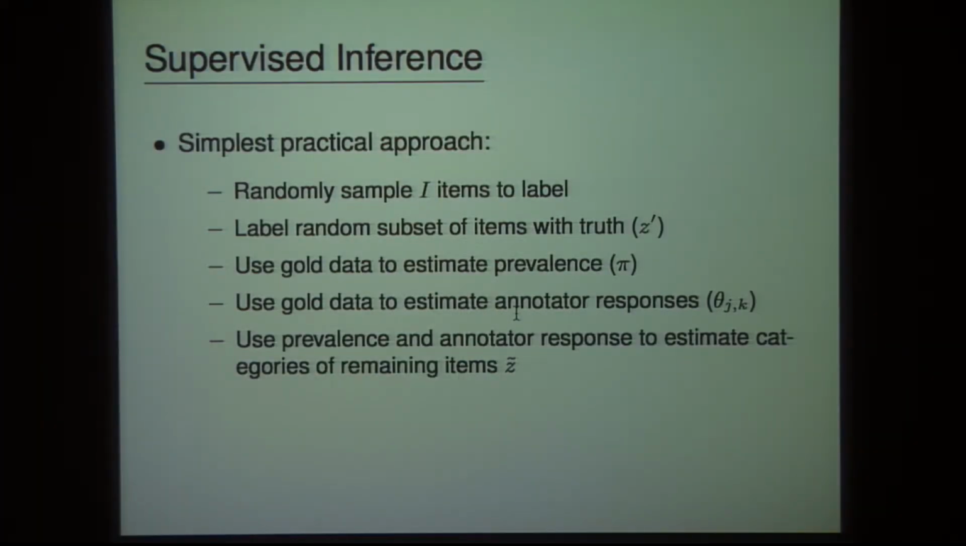Right? So how can we actually apply this kind of thing in practice? Well, the simplest supervised inference scheme is that we just want to randomly sample a bunch of items to label. We label a random subset of these with truth. We then use this gold data, or what we're taking for gold data, to estimate the prevalences and estimate the annotator responses. Then when we've done that, we can use the formula from the previous slide to estimate the categories for the remaining items. This is, for instance, what Crowdflower does, the group that spun out of PowerSet and does a lot of Mechanical Turk, and now they're building into their own system.